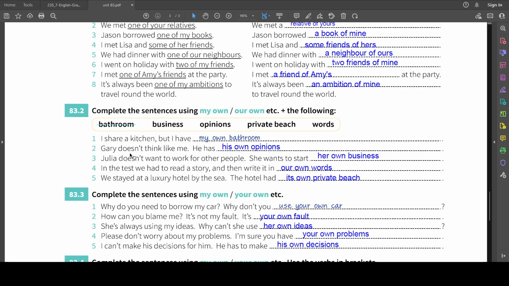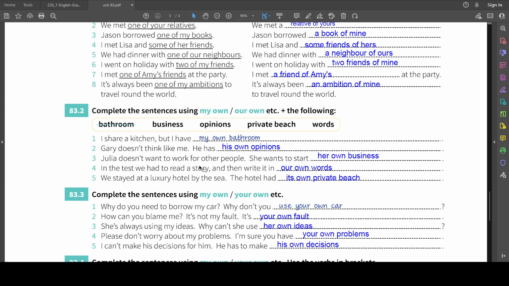The first one. I share a kitchen, but I have my own bathroom. Gary doesn't think like me. He has his own opinions. So we're talking about possessives, like his own opinions, you know.